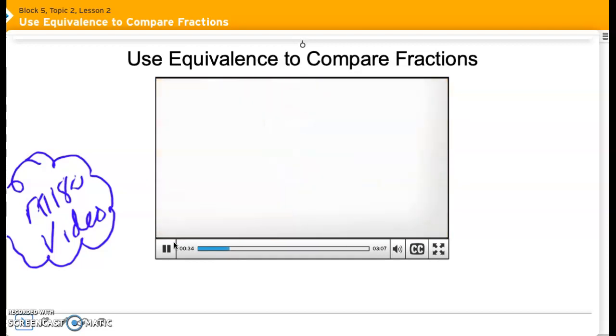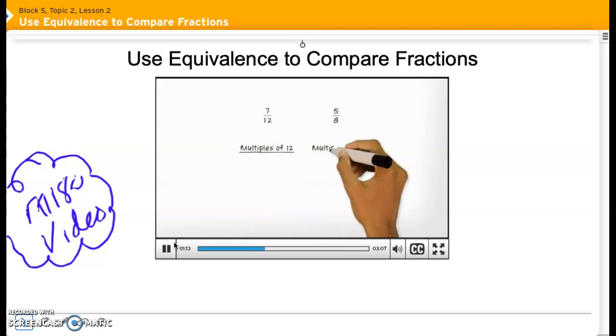Ew, lice! So, we need to compare 7/12 and 5/8. These fractions don't have common numerators or common denominators. We can't compare them to the benchmark 1/2 because they're both greater than 1/2. But we also can't compare them to the benchmark 1 because they're both less than 1. So we need a new way for comparing these fractions. Let's review our work with fractions and the skills we already have. If we find equivalent fractions that have the same denominators, we can compare them using a strategy we already know. First, we'll make a list of multiples of each denominator.